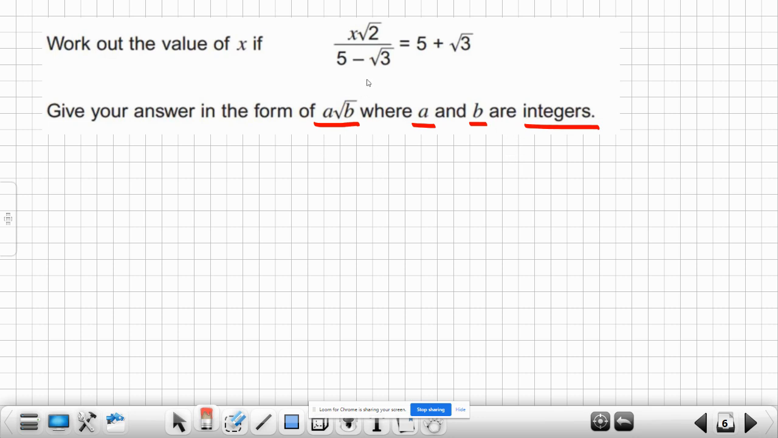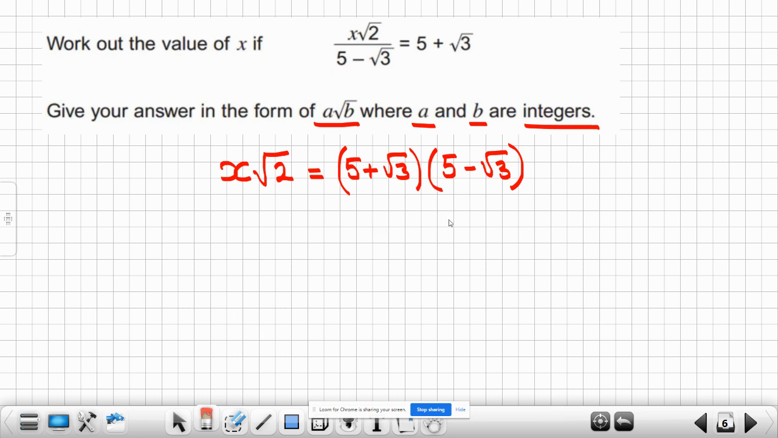Now, the first thing you would do if you saw this as any algebraic equation, if you're trying to isolate x, you want to get rid of this division. So let's do that. So we have x root 2 equals 5 plus root 3. I'm going to put that in brackets because that is all going to get multiplied by 5 minus root 3. So we have multiplied both sides by 5 minus root 3.